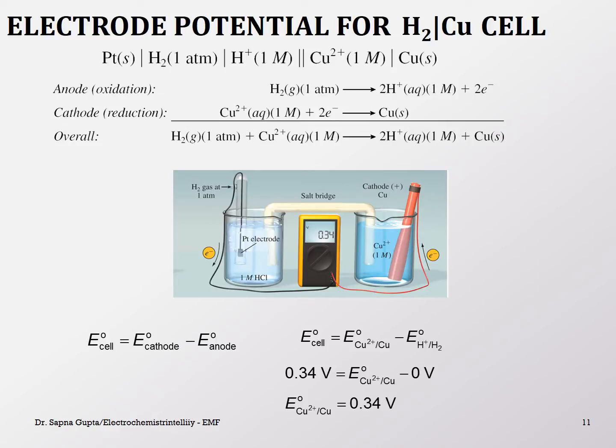Now let's look at another reaction here. For example, this is for the hydrogen and copper cell. In this case, for hydrogen and copper, hydrogen becomes your anode. In the previous reaction with the zinc, hydrogen was the cathode, but now it is actually the anode and copper is the cathode. How did we determine that?